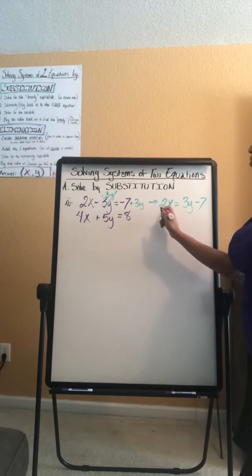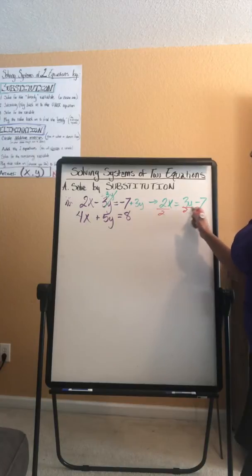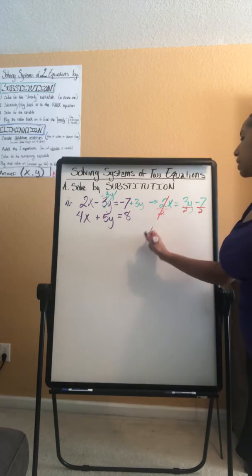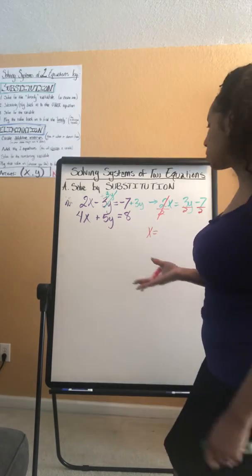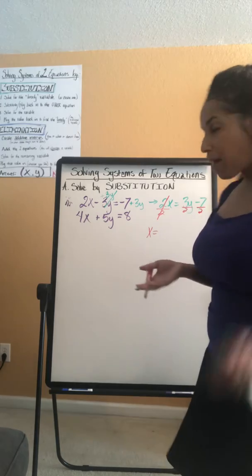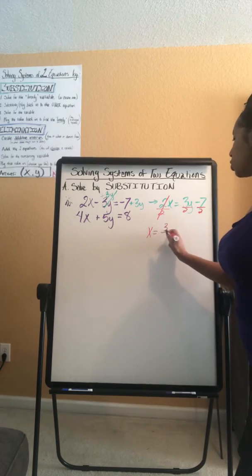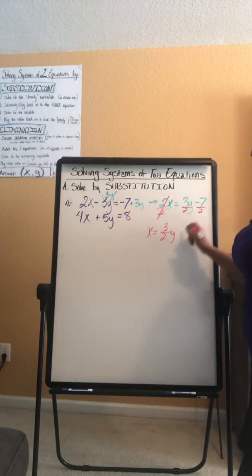So I want to divide by 2. Divide everything by 2. Oh no, fractions. So x equals, and I'm going to leave it as a fraction. If you want to change it to a decimal, knock yourself out. But I have 3 over 2y minus 7 over 2, because neither of these reduce.